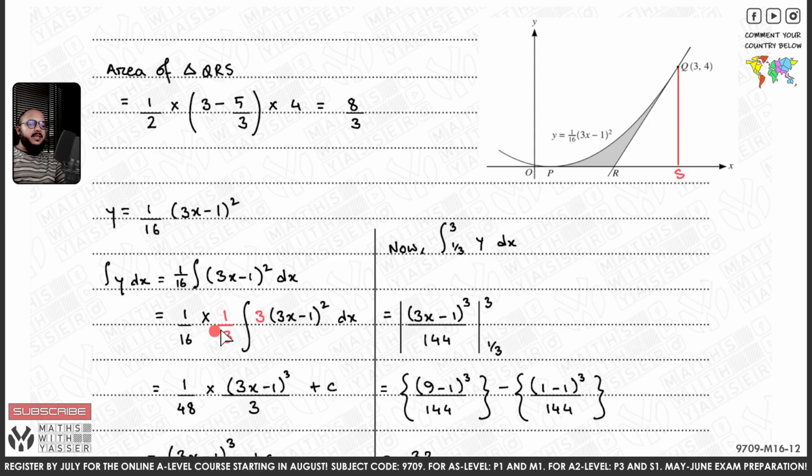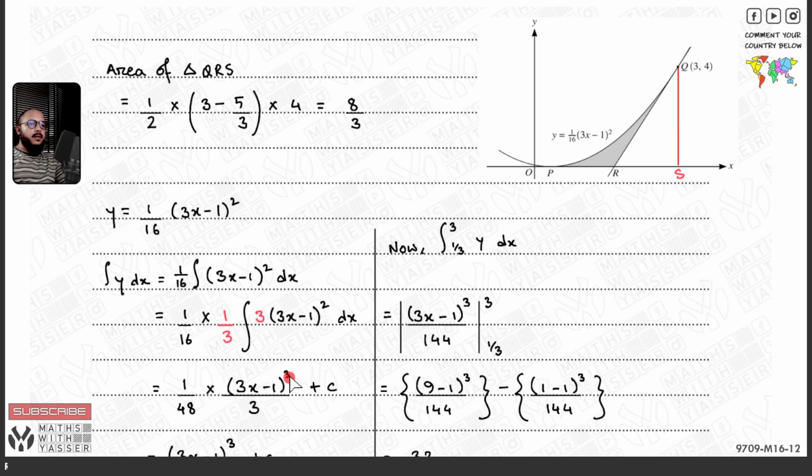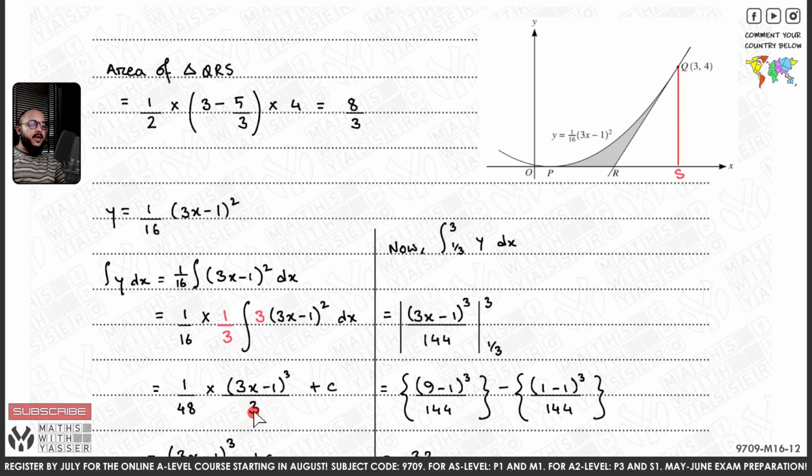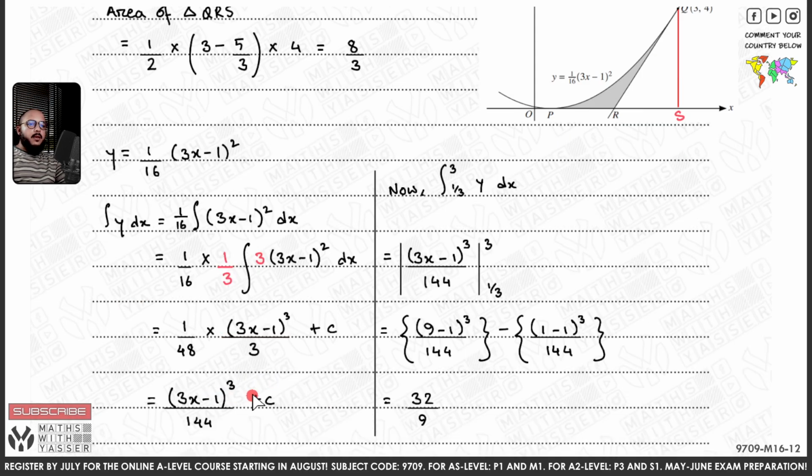Then we can simplify this. So this becomes 1 over 48. 16 times 3 is 48. And then these three things will disappear: the integral sign, differentiation of the box, and dx. And then we can integrate the operator. So 2 plus 1 is 3. And we also need to bring 3 in the denominator. Plus c, because we are just finding the expression right now. So simplifying this, we get 3x minus 1 whole cube over 144 plus c.